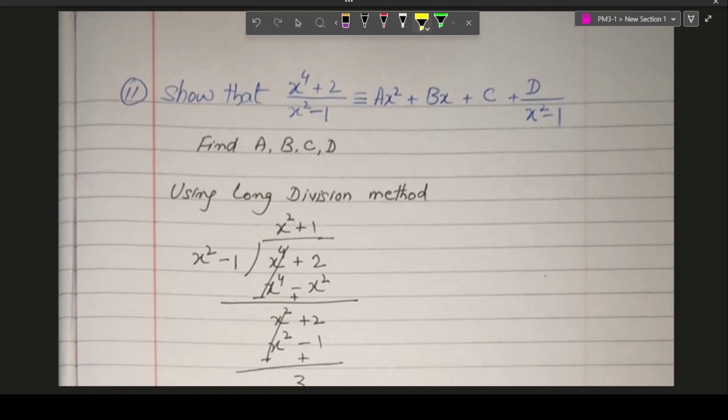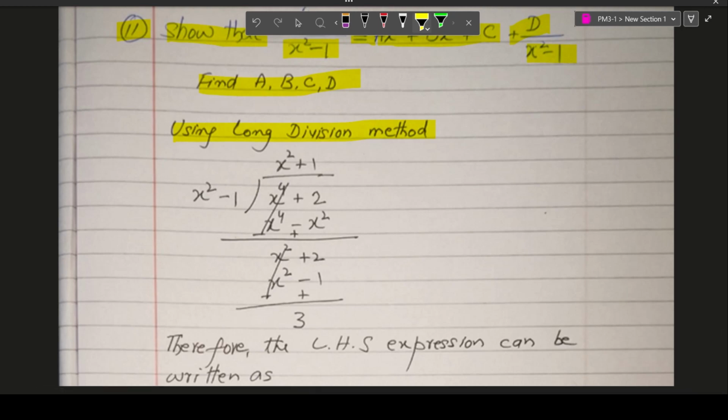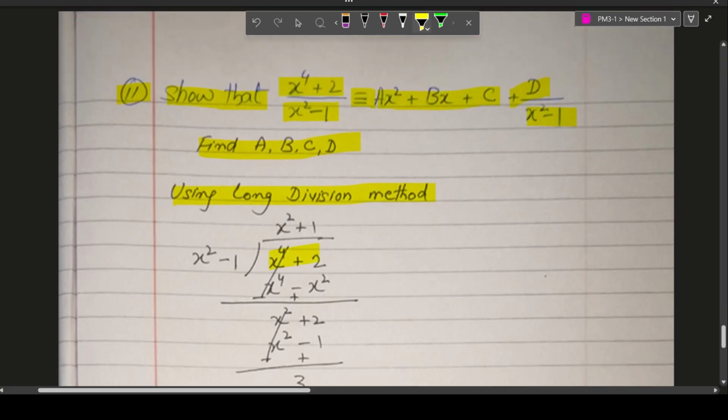Question number 11. This is the last question of chapter review 1, Pure Mathematics 3 Edexcel. So question 11 is, show that x to the power 4 plus 2 divided by x square minus 1 is equal to ax square plus bx plus c plus d by x square minus 1, and then find the values of a, b, c, d. Again, we'll be using the long division method. We'll keep the numerator inside and divide by the denominator.